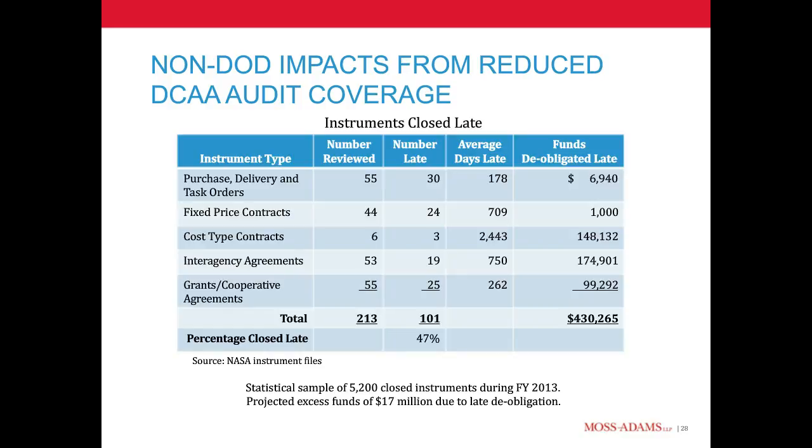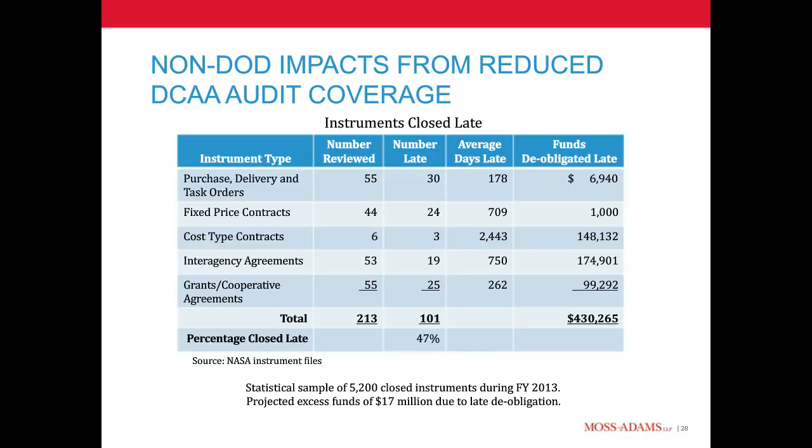And now the impact to NASA of not closing out contracts in time is they are late in deobligating funds. In other words, releasing funds to be used for other projects or new projects or returned to the Treasury. So the IG under NASA sampled 5,200 closed instruments. They call them instruments because they have other things such as grants and cooperative agreements. They're not all cost-type contracts or fixed price-type contracts.